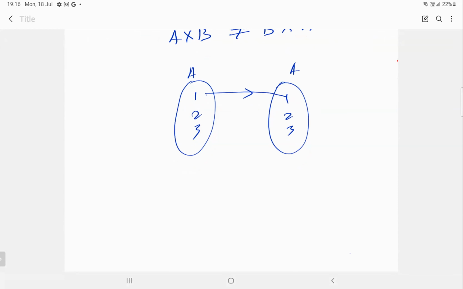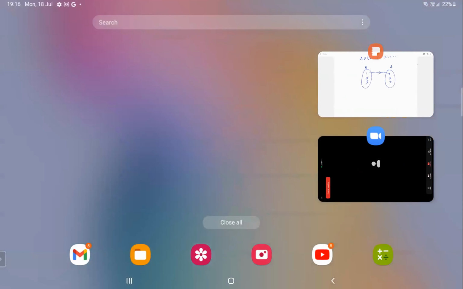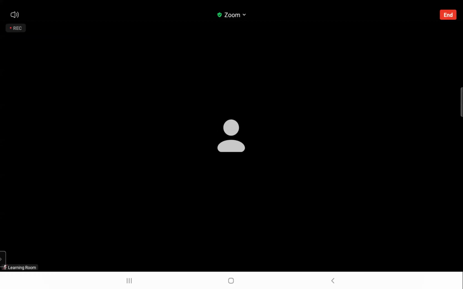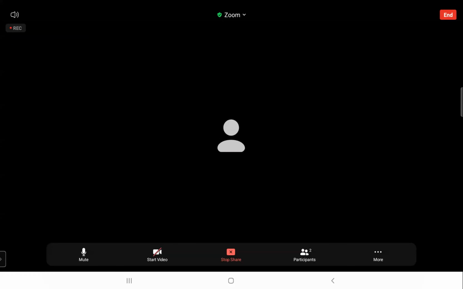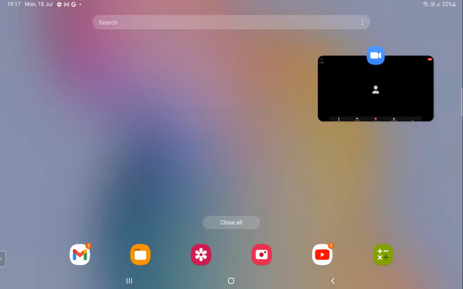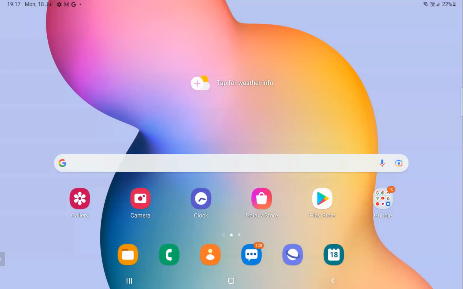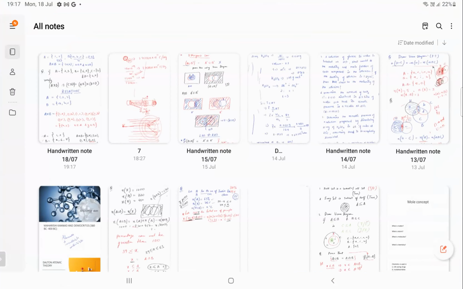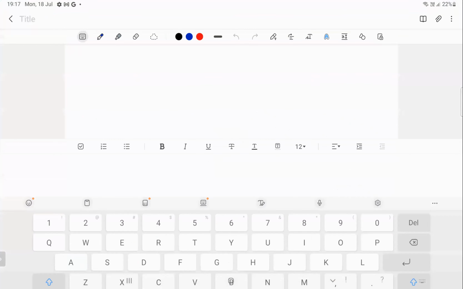Relation is, we understand relation, right? Relation is a subset of Cartesian product. You know how to write Cartesian product? Okay, I think you can write that. It's easy, isn't it? It's easy.